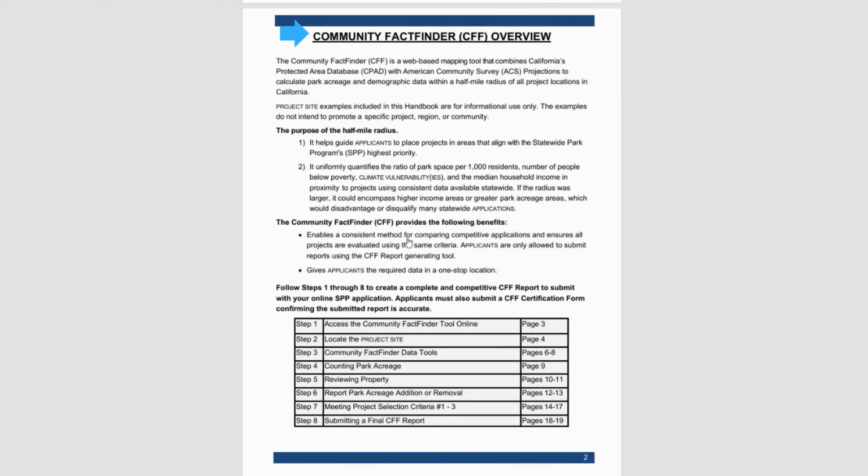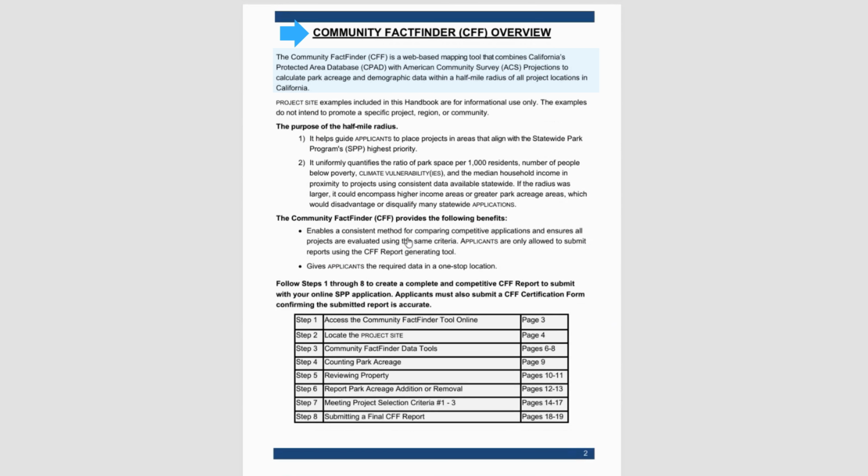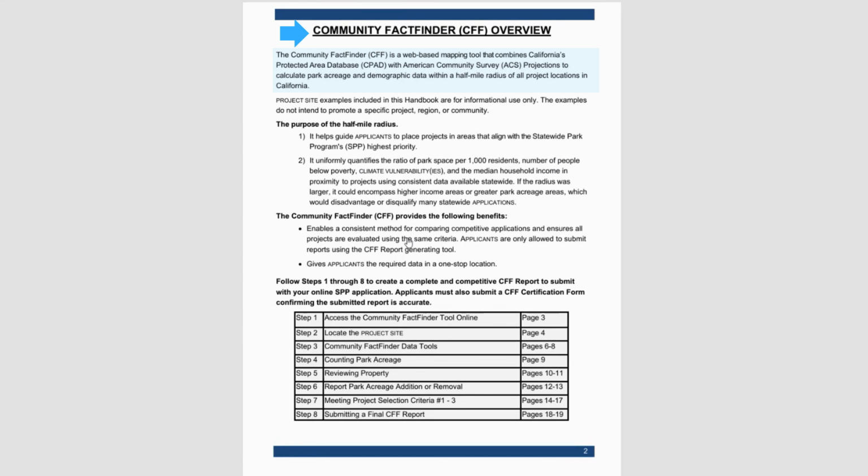The CFF is an online mapping tool that combines information from the California Protected Areas Database, or CPAD, with American Community Survey data. Using this information, the tool calculates park acreage and community data within a half-mile radius of any project site in California.